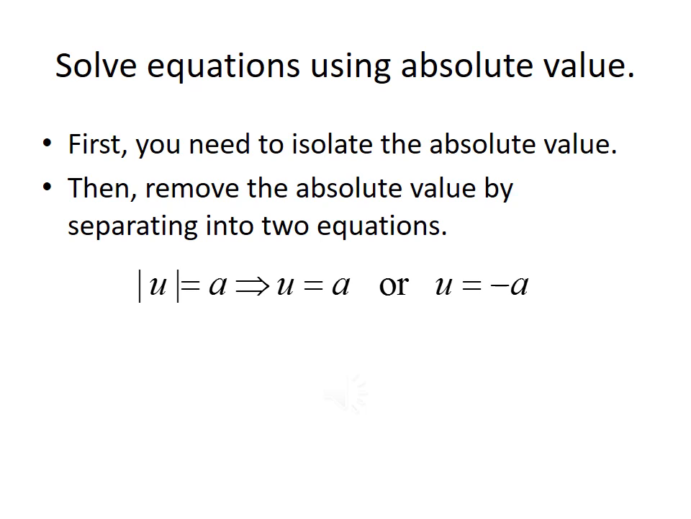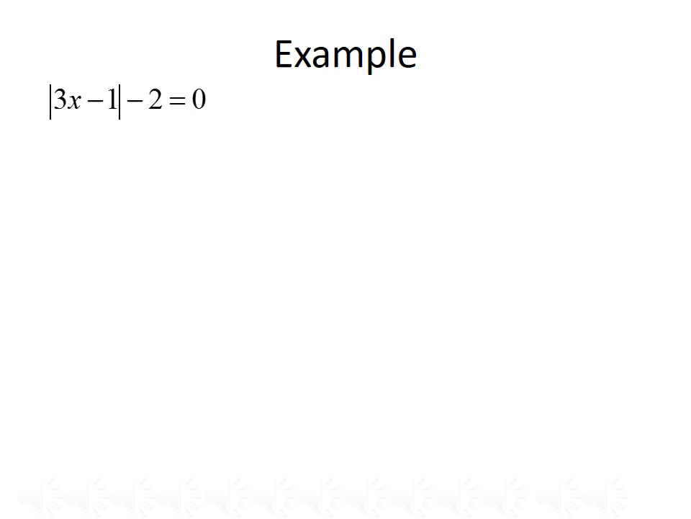For example, if you have the absolute value of u equals a, then we would split that into two equations, u equals positive a or u equals negative a. So let's do an example where we solve an absolute value equation. We have the absolute value of 3x minus 1, minus 2, is equal to 0.